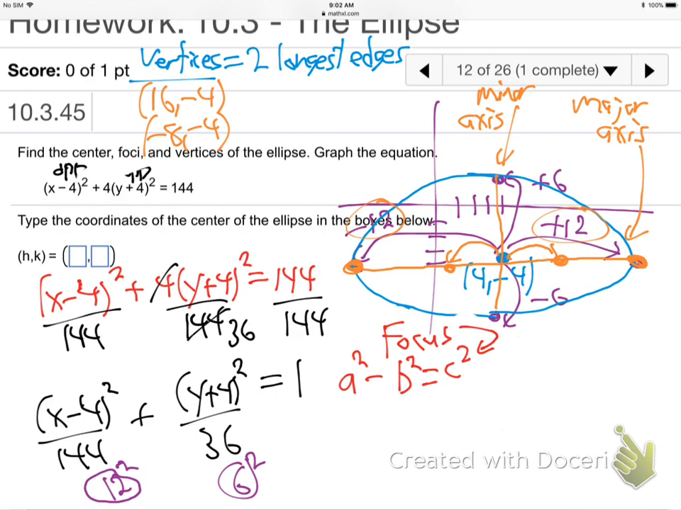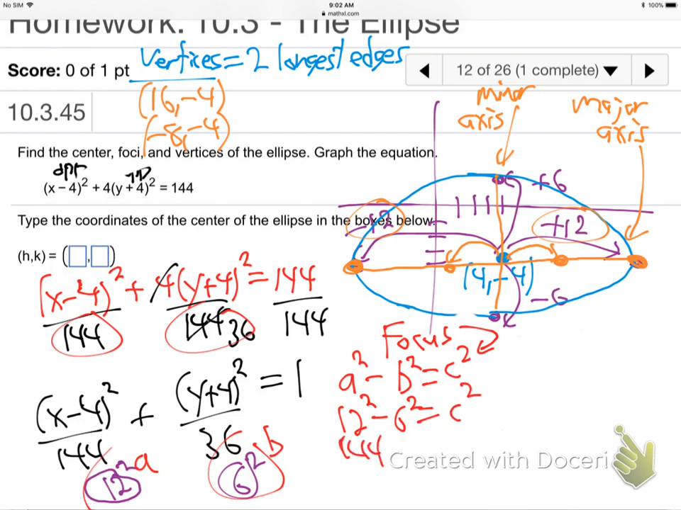Okay, so anyway, which one is bigger? Remember the a, when you look at this and this, the bigger one's always a. So the bigger one is this guy, and b is the smaller one. So 12 squared minus 6 squared is c squared, 144 minus 36. I probably should have just written 144 and 36 right away. Minus 36, I don't know what that is. 108. Thank you. So c squared is 108 when you subtract those, and then root it.